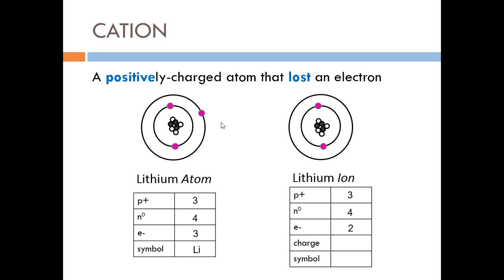Now a charge is written as positive or negative. Positive if it lost an electron, and it also comes with a number to tell us how many electrons it lost. So in this case, it lost 1 electron, so it's positive 1. Plus 1 is the charge. And the symbol becomes Li superscript 1 plus. So the symbol now is written with the charge to tell us how many electrons it lost.